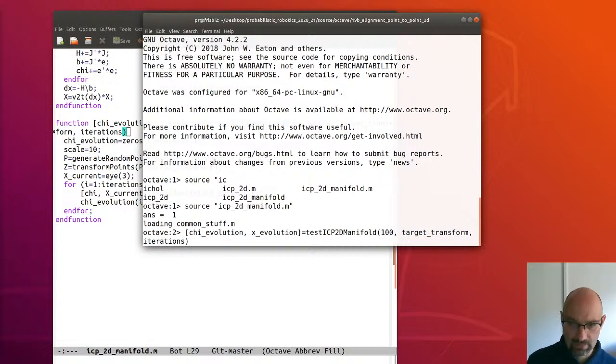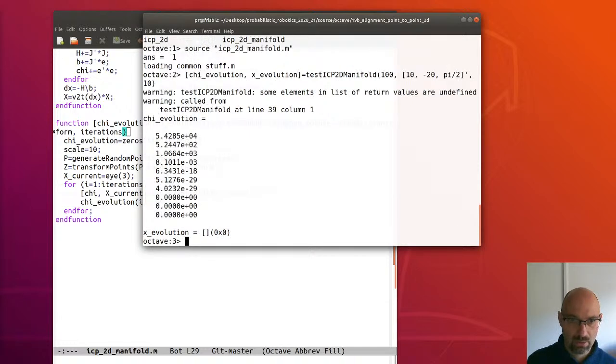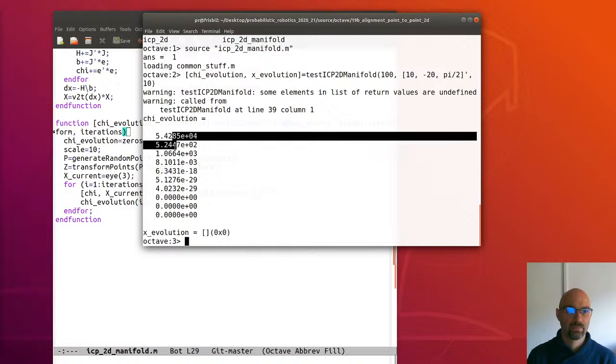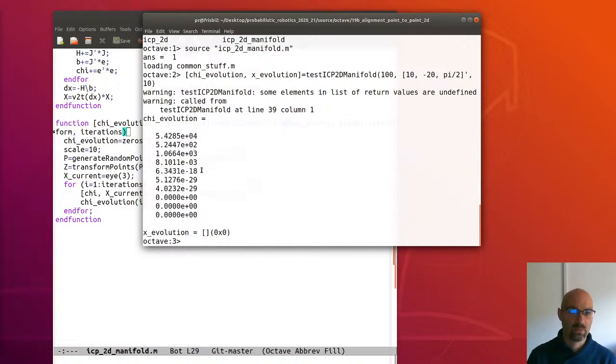Let's say I give it 100 points, I give it a target transform of 10, minus 20 and pi divided by 2, so 90 degrees, and number of iterations, I would say 10. Okay, and this is the result. So you see that it goes down quite quickly.